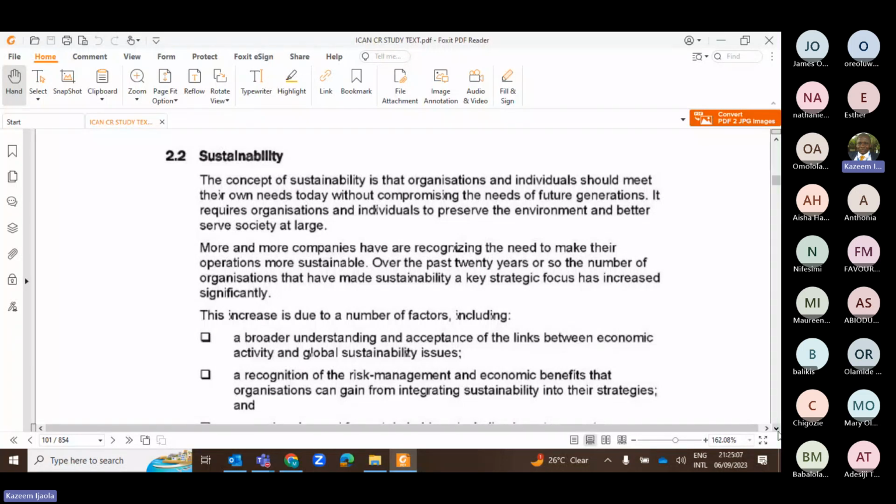The concept of sustainability is that organizations and individuals should meet their own needs today without compromising the needs of future generations. So as you are trying to make your own money now, please don't destroy the environment for future use, right? You should not compromise the needs of future generations just because you are trying to earn your own revenue now or generate your own wealth now. So this concept of sustainability requires organizations and individuals to preserve the environment and better serve society at large.